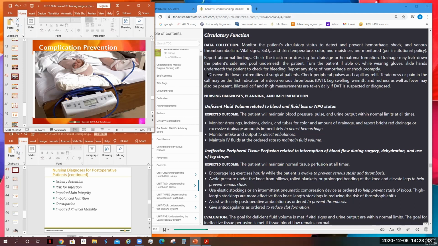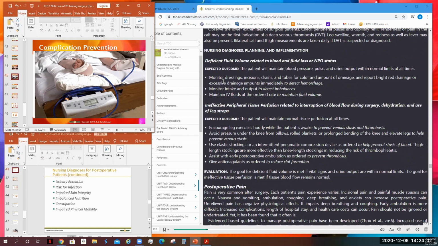Tenderness or pain in the calf may be the first indication of a deep venous thrombosis, DVT. Leg swelling, warmth, and redness, as well as fever, may also be present. Bilateral calf and thigh measurements are taken daily if DVT is suspected or diagnosed.